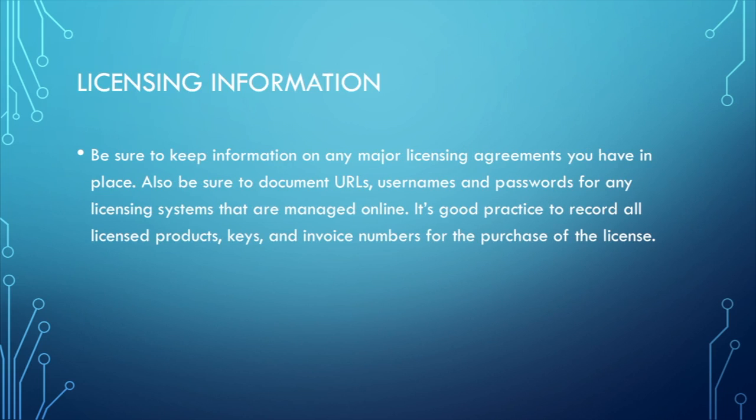Licensing information. Be sure to keep information on any major licensing agreements you have in place. Also, be sure to document URLs, usernames, and passwords for any licensing systems that are managed online. It's good practice to record all licensed products, keys, and invoice numbers for the purchase of the license.